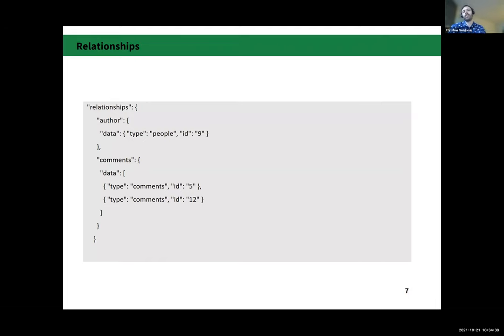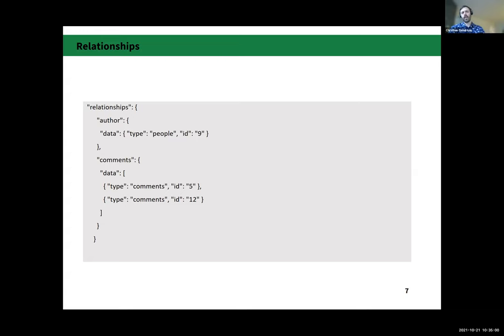I can only tell you that there's a relationship there. Same for comments. There's two comments, 5 and 12. I'm only telling you that there's comments. So if you've played a little bit with APIs in the past, you quickly realize that, okay, that's cool, I can count them. But now I need, what, 3 other calls if I want to display all of that on a single page.